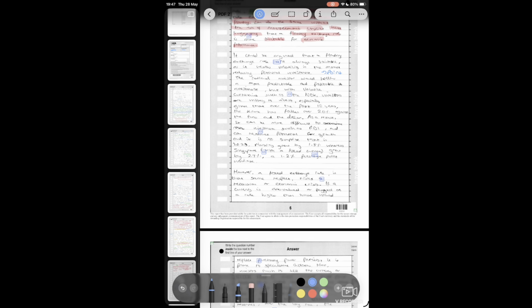The rational investor would follow a more predictable and profitable investment, but with volatile currencies such as the NOK, investors are unlikely to invest, especially given that, guys, key information here, especially given that over the past 10 years, the krone has fallen over 20% against the euro and the dollar.